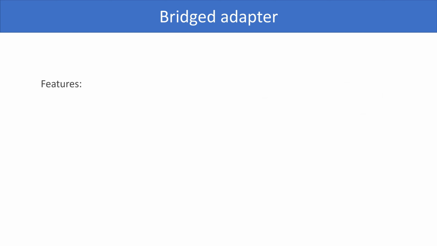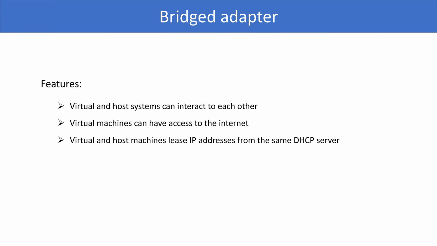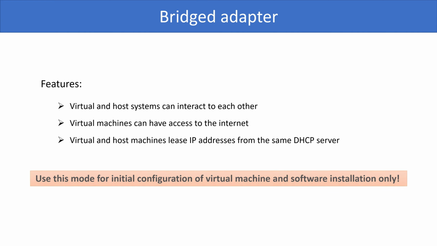As you've already noticed, the virtual and host machines can interact with each other. Additionally, the virtual machines can connect to other computers in the local network since they all receive IP addresses from the same subnet. They also have access to the internet, which is crucial during software installation. This type of connection is recommended during the initial setup and configuration of the virtual machine.